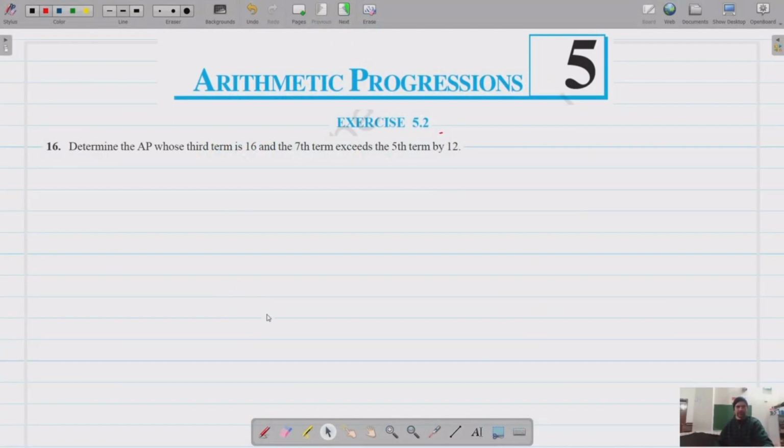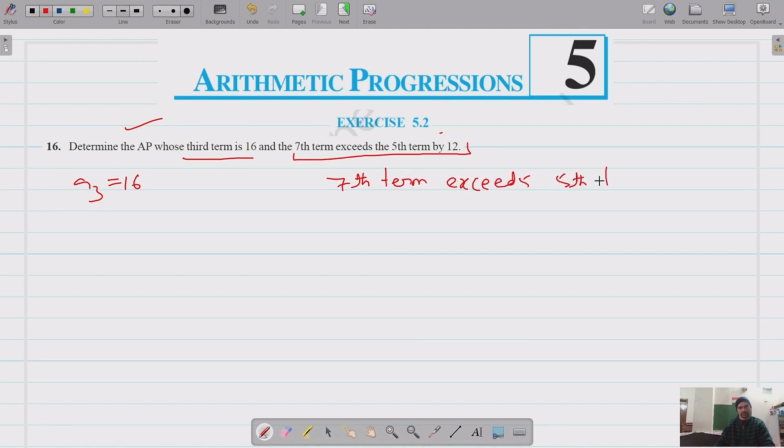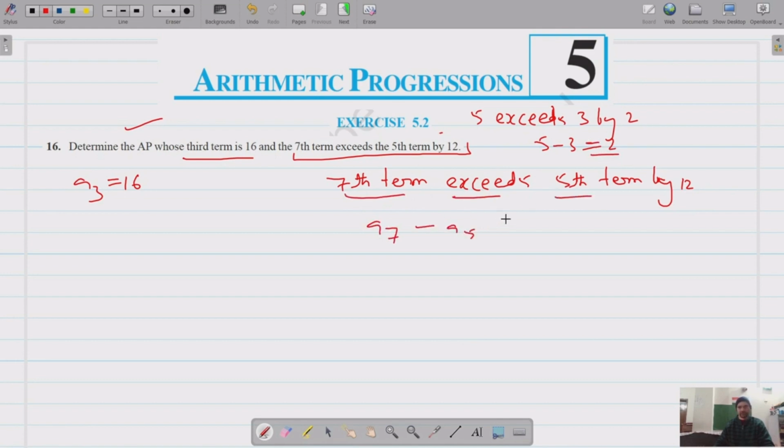We have to determine the AP whose third term is 16. So third term means A3 is 16. And the seventh term exceeds the fifth term by 12. Let's understand this: we all know that 5 exceeds 3 by 2, so 5 minus 3 is equal to 2. Similarly, the 7th term, A7, exceeds the 5th term, A5, by 12. So A7 is A plus 6D, minus A5, which is A plus 4D, is equal to 12.